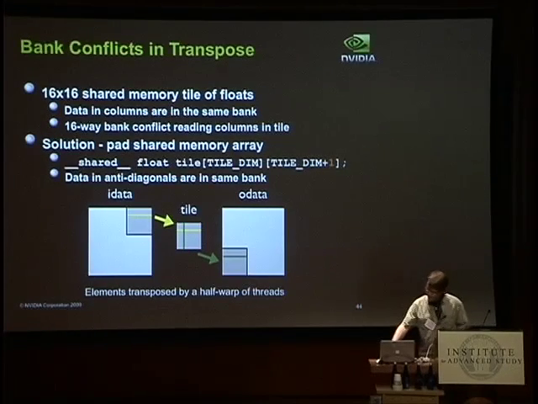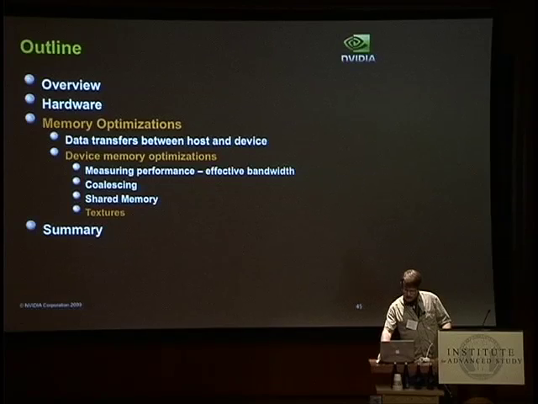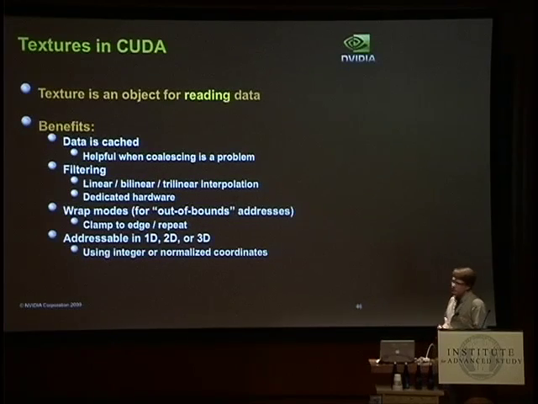Okay. Last thing, textures. This is a way to get data out. It's terrifically valuable for a lot of the codes that we've been talking about. The data is cached, so you read it once and then you've got it available. You've got linear, bilinear, and trilinear interpolation that's done in hardware, so very, very fast interpolation. It knows how to do the boundary conditions. At least it can do modulo for you.